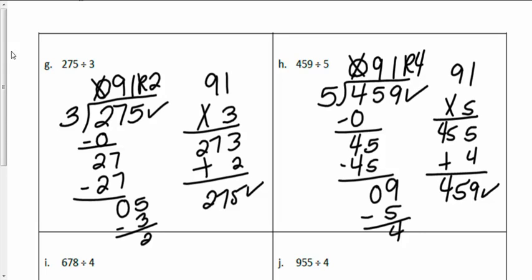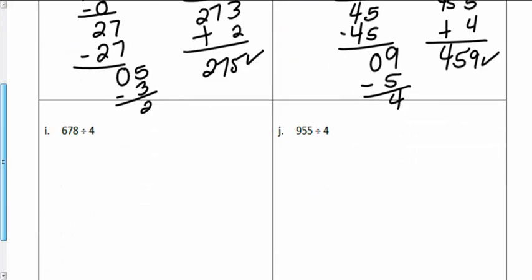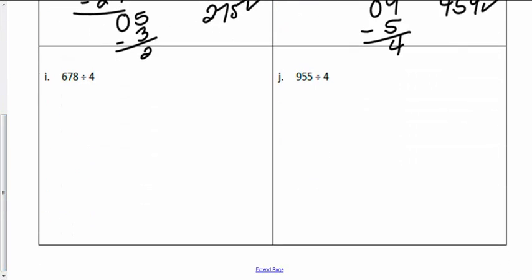Let's do the last 2 problems before we have our 1 application problem at the bottom. All right, so we're going to take 678 and divide it by 4. So I have 678. So if I have 6 and I'm trying to put them into 4 groups, that would be 1 in each group. So 1 times 4 is 4, so I have 2 hundreds left over.